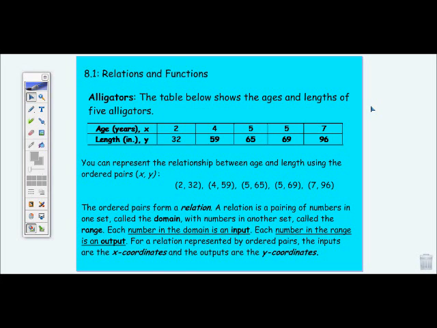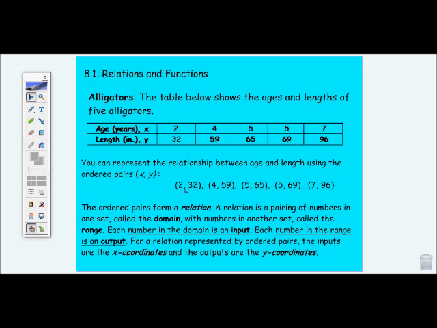We start with some new vocabulary, relations and functions. We'll start with an example. Alligators. The table below shows the ages and lengths of 5 alligators. You can represent the relationship between age and length using the ordered pair X and Y. Their age here is represented by X, the length is Y. So we can do those as an ordered pair for graphing.